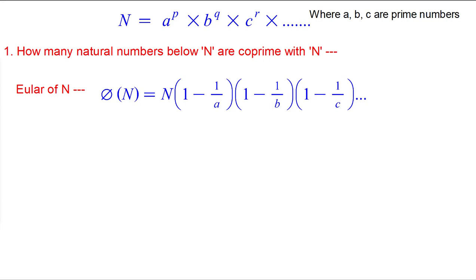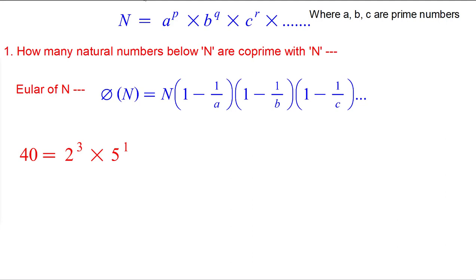The formula to find this is n into 1 minus 1 divided by the first prime factor, that is a, into 1 minus 1 divided by the second prime factor, that is b, into 1 minus 1 divided by the third prime factor, that is c. So the Euler of n is equal to n into 1 minus 1 by a into 1 minus 1 by b into 1 minus 1 by c and so on, where a, b, c are prime factors of n. So how to use this formula? Let's have a look at it.